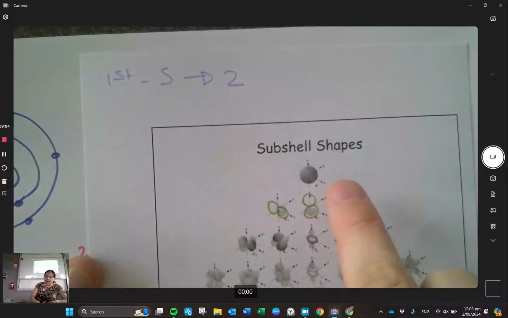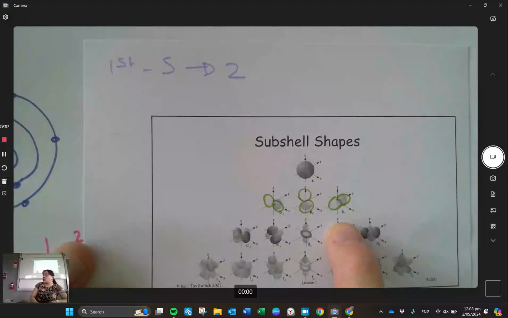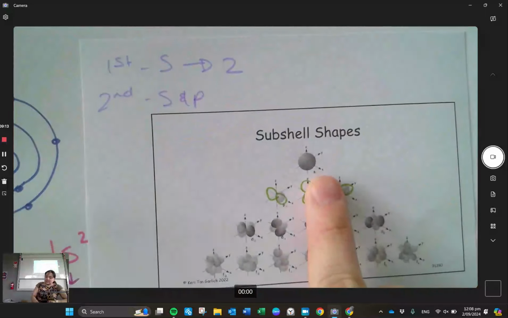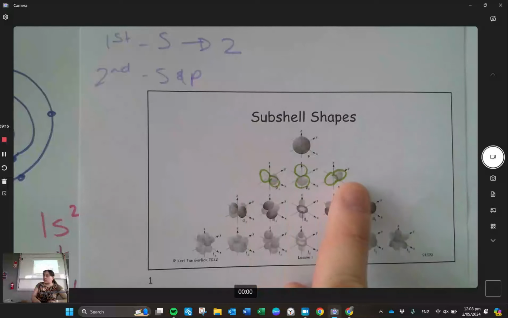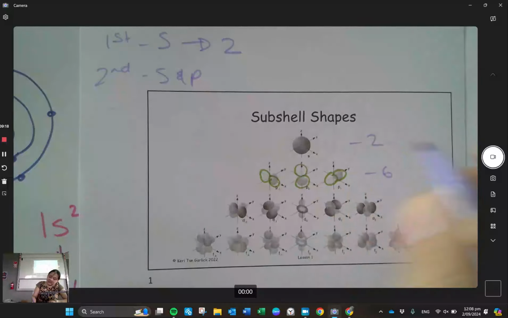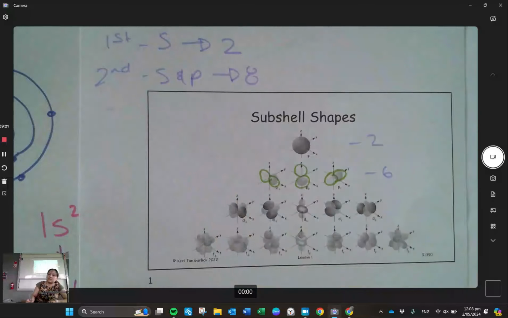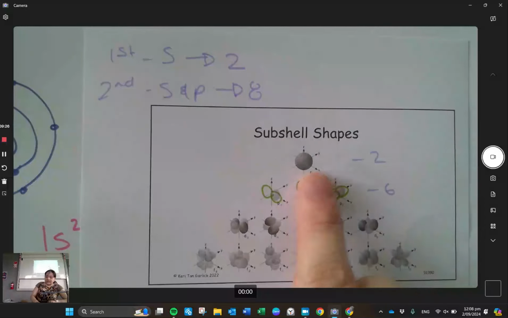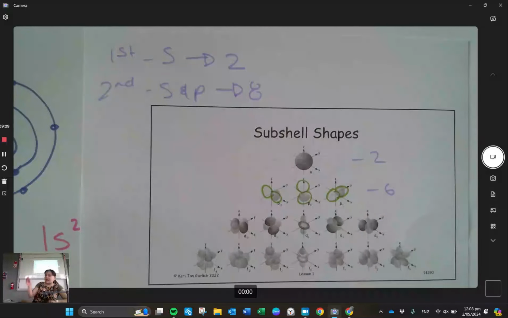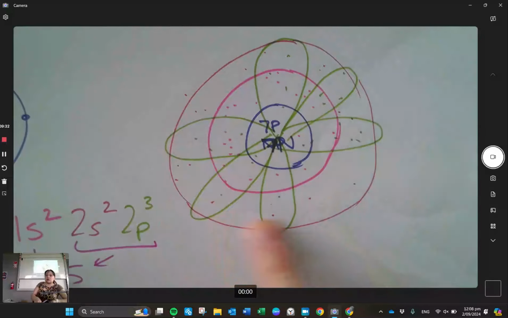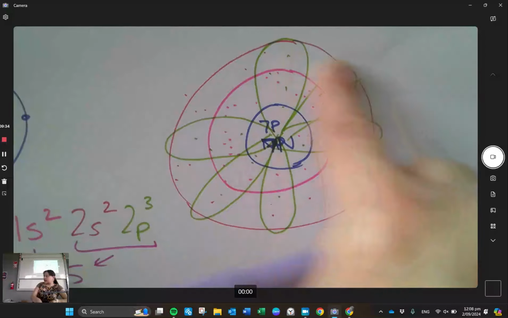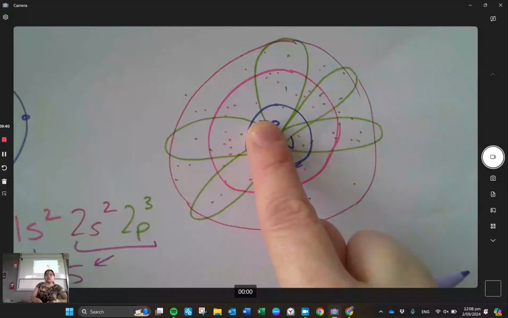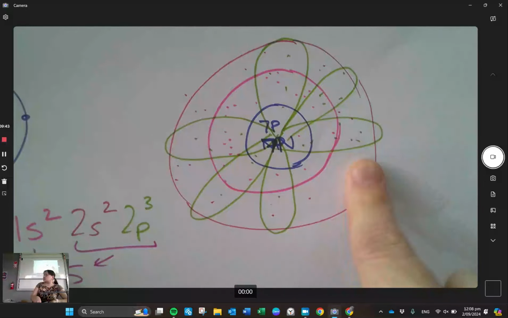The next shell has the S orbital and the P orbital. So the second shell has both S and P. S holds 2, P holds 2, 4, 6. So that's 2, that's 6. You add 2 and 6 together, that gets you the 8. So that's where the 2, 8 has come from. So the second shell has an S and a P as well. You see how I've drawn the second shell here with the red line to show the S, and I've drawn the little dumbbells to show the P orbitals. Those together make the second shell.